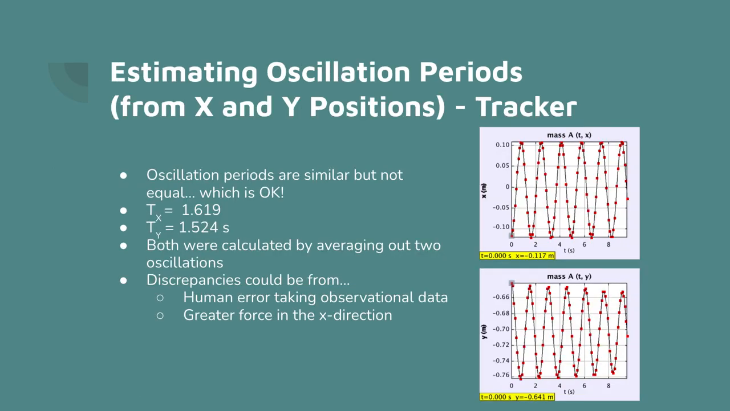Going back to the Tracker data, if we compare the oscillation periods in the X and Y direction, we can see that they are similar but definitely not equal. The estimated periods in both directions were calculated by taking two oscillations from the data and averaging them out. The discrepancies between each oscillation period could be due to human error while measuring the position of the mass, but it is most likely due to the fact that there's a greater net force in the x direction while the y components of both the spring and gravitational force are working against each other.